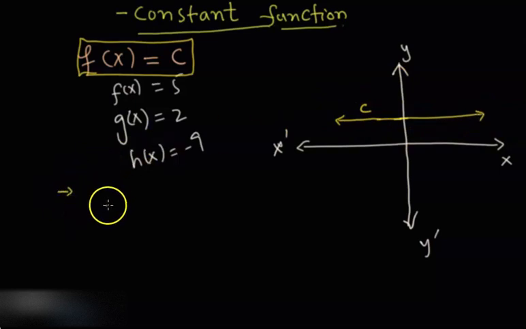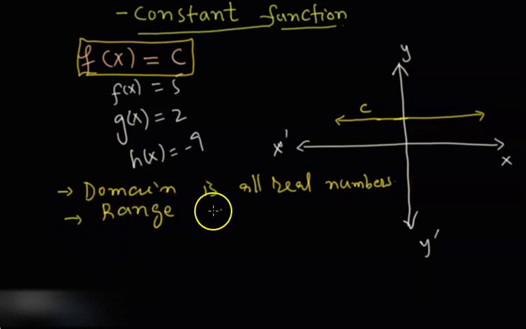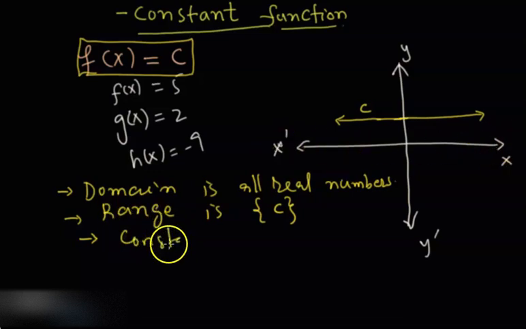What about other properties? The domain is all real numbers. You can give any value to it, and it will always return a constant value. And the range is a singleton set, and this is c, just one value. And what about its increasing and decreasing behavior? Of course, it is constant by name, it is constant on all of this, from minus infinity to plus infinity.